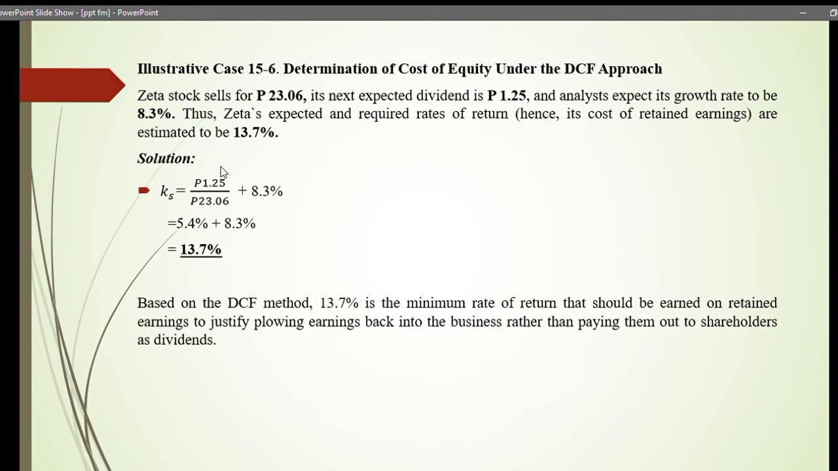1.25 pesos, which is the expected dividend, divided by 23.6 pesos, which is the price at which Zeta sells. We will add this to 8.3%, which is the growth rate. So, here is the result: 5.4% plus 8.3% is equal to 13.7%. So, based on the DCF method, 13.7% is the minimum rate of return that should be earned on retained earnings to justify plowing earnings back into the business rather than paying them out to shareholders as dividends.